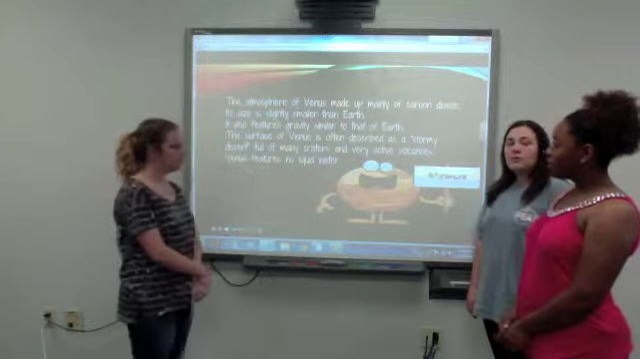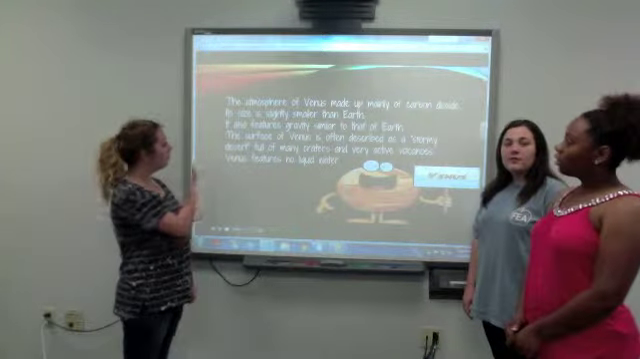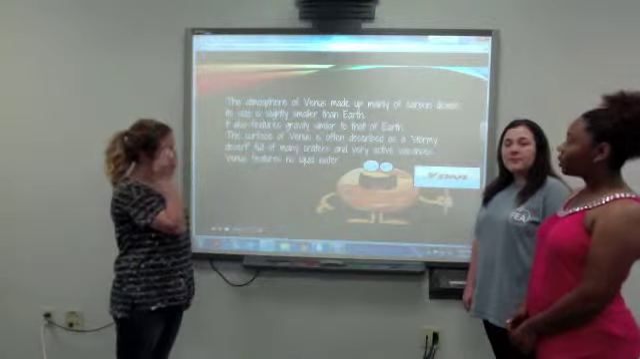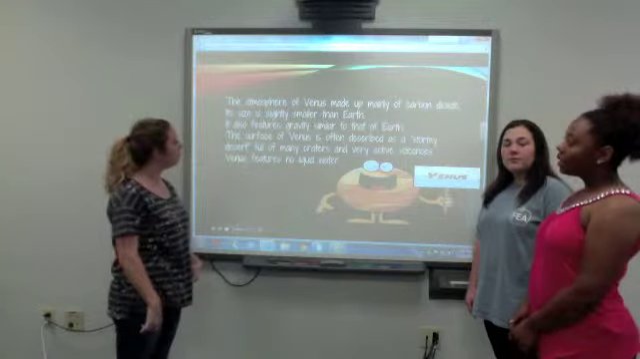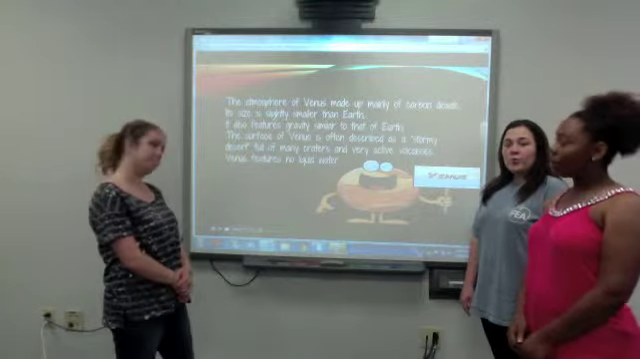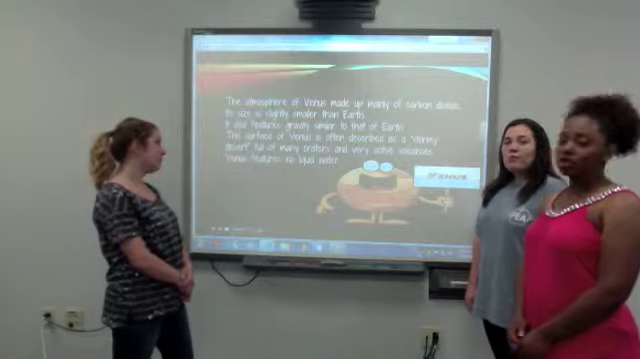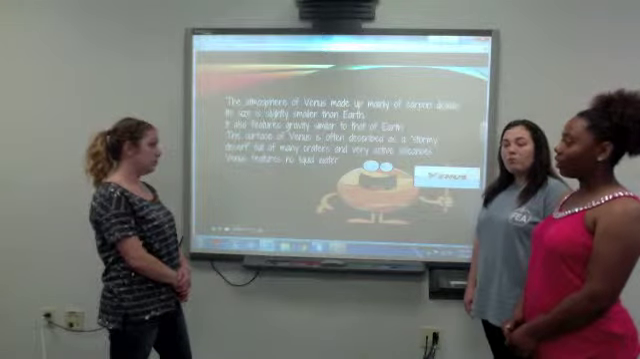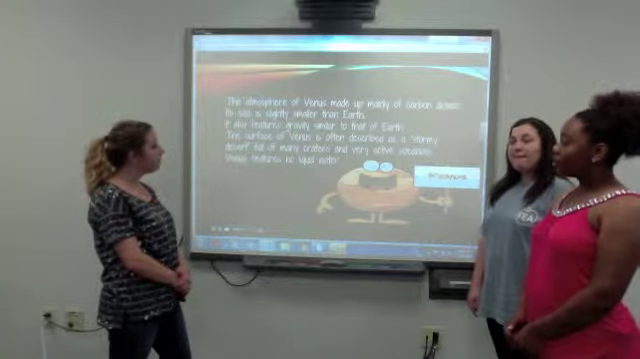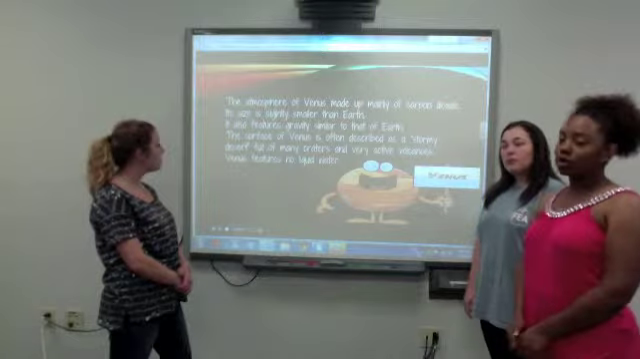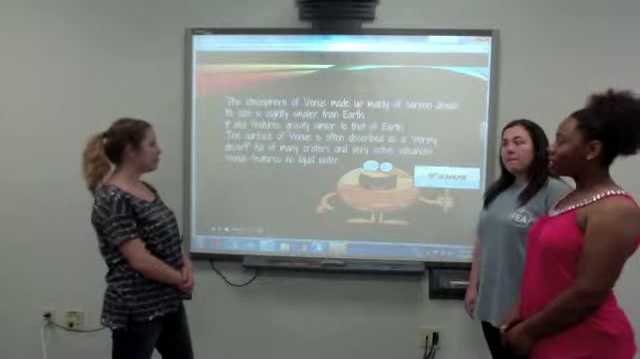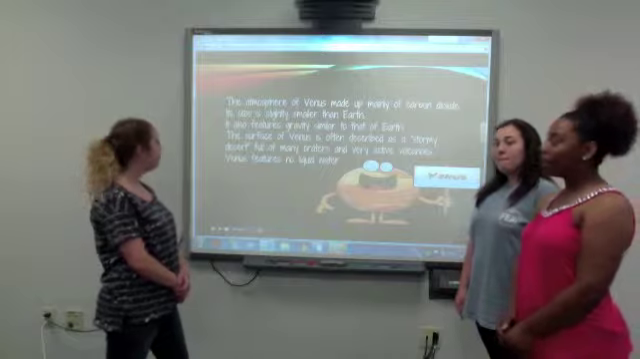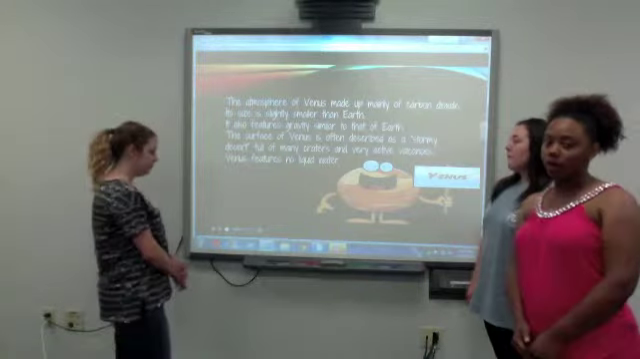Then we will teach them about Venus. The atmosphere of Venus is made up of mostly carbon dioxide. Its size is slightly smaller than Earth. It features gravity similar to that of Earth. And Venus' surface is often described as a stormy desert full of many craters and very active volcanoes. And Venus also features no liquid water.